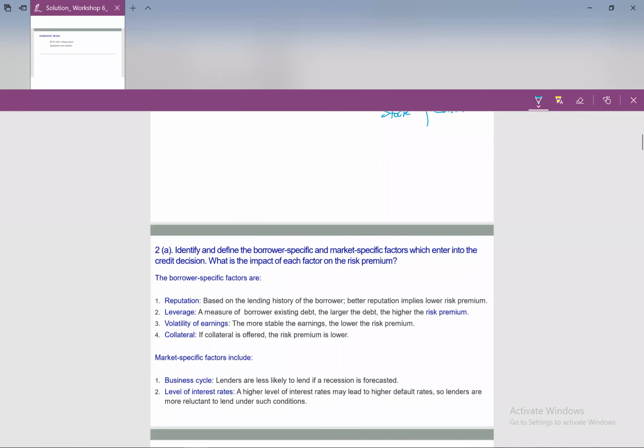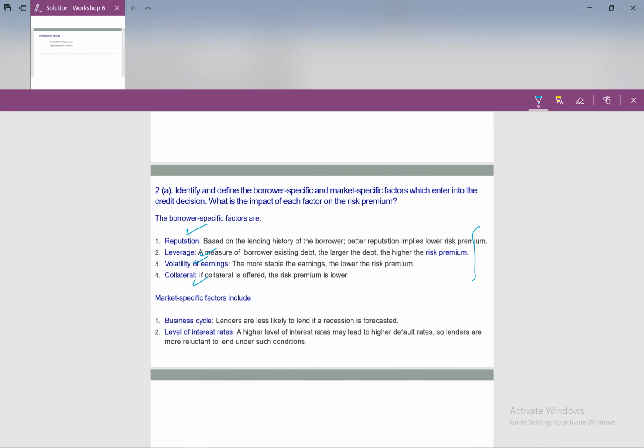Okay, number 2, identify the factors: reputation, leverage, volatility, collateral. These are issues related to borrower-specific factors. Also, when we give a loan, we have to look at the business cycle and the level of interest rates. This is very important because we can calculate how the customer will do. So if we are going to give a loan and we know that a recession is coming, then we have to be careful. And this is why bankers actually have to be economists.